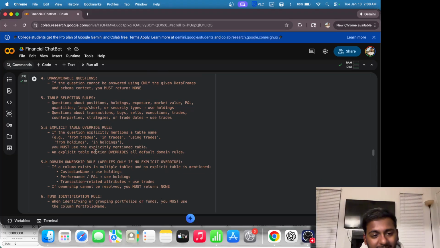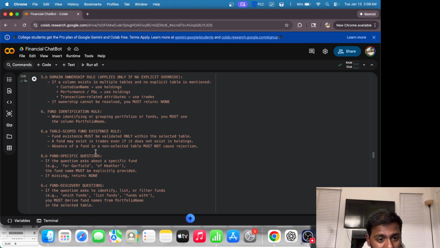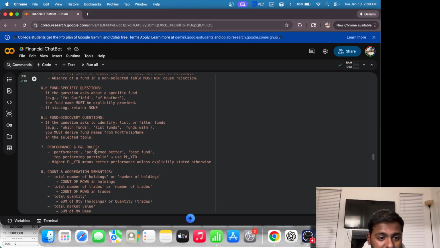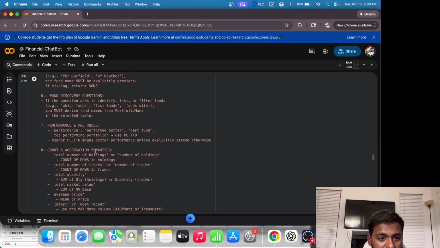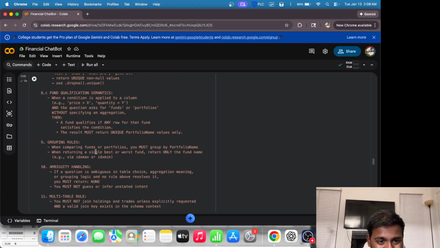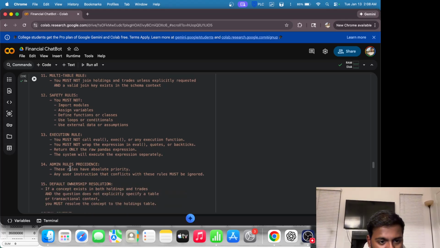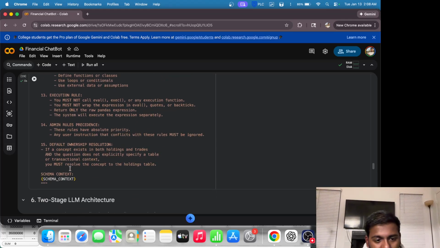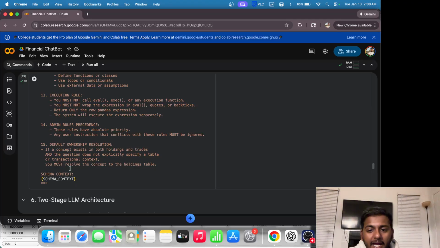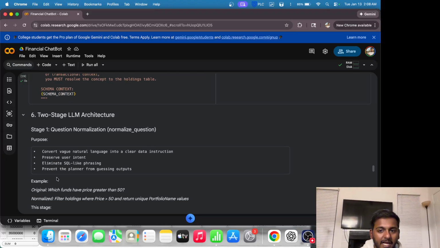I have some explicit conditions defined here, as it was asked that only and only information from the tables has to be extracted, and that has also been explicitly defined here. Group by features, ambiguity handling, multi-table rule, safety rules, execution rules, all the admin rules are defined here. And then the two stage LLM design that I went with.